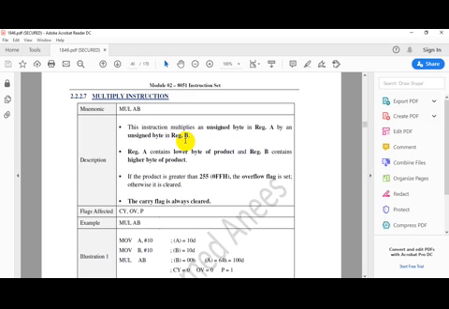How does it store back? Now see here, register A is 8-bit, register B is also 8-bit. So when you multiply two 8-bit numbers, the maximum result can be 16-bit. Fine. So that's why after multiplication, register A contains the lower byte of the product and register B contains the higher byte of the product.